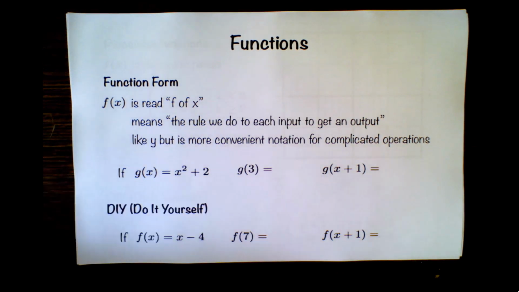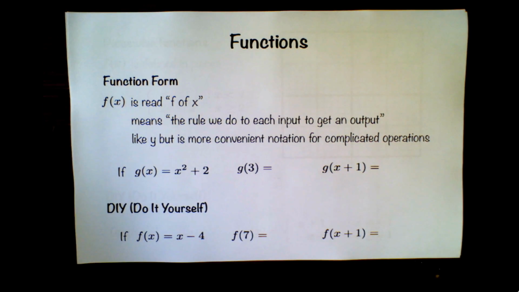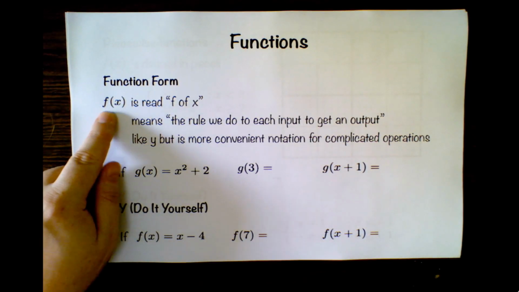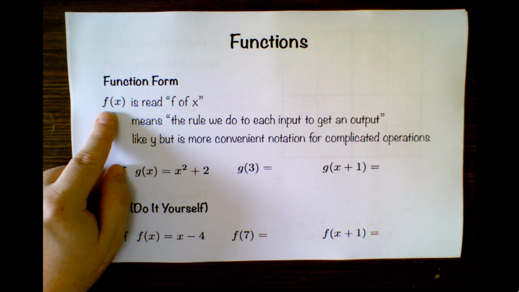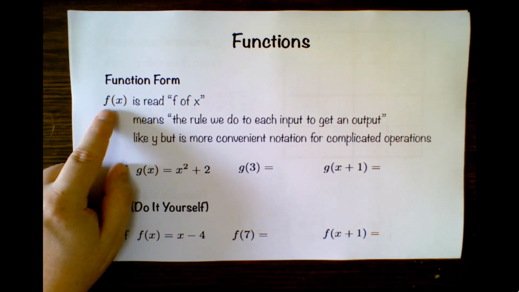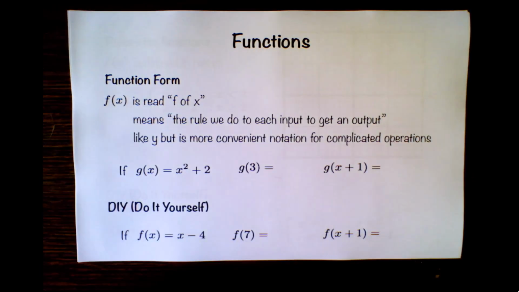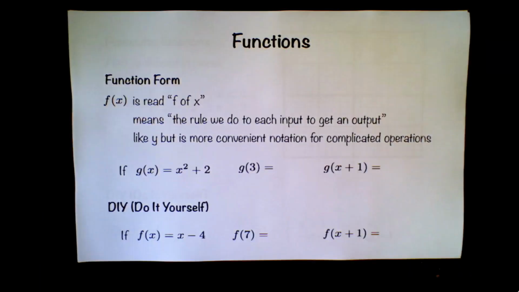And it's like y, but it's more complicated, more convenient notation for complicated operations. It's also nice because you don't just use f, you can use any letter. We usually start with f for function, but then we'll have g of x, h of x, some random letter of x. And it's nice because then different functions have names, and so you can refer to different functions by name, and you'll know which one you're talking about.